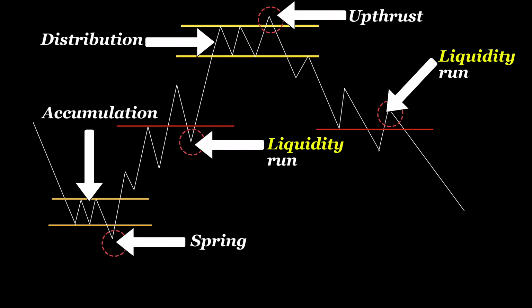So here's the simple but powerful takeaway. Liquidity sweeps appear during accumulation and distribution. They are institutional reversal patterns. Liquidity runs appear during uptrends and downtrends. They are institutional continuation patterns.